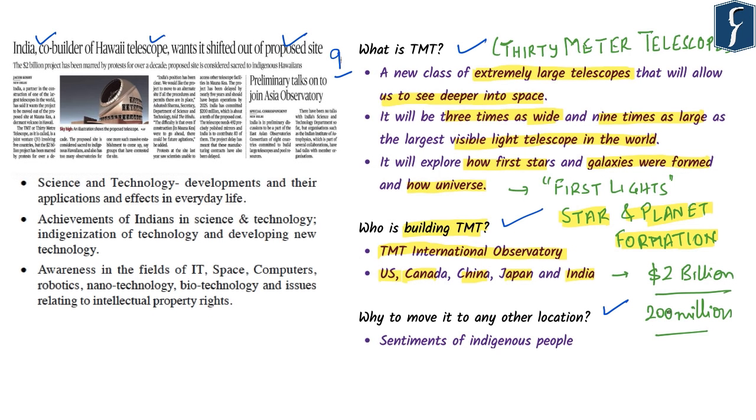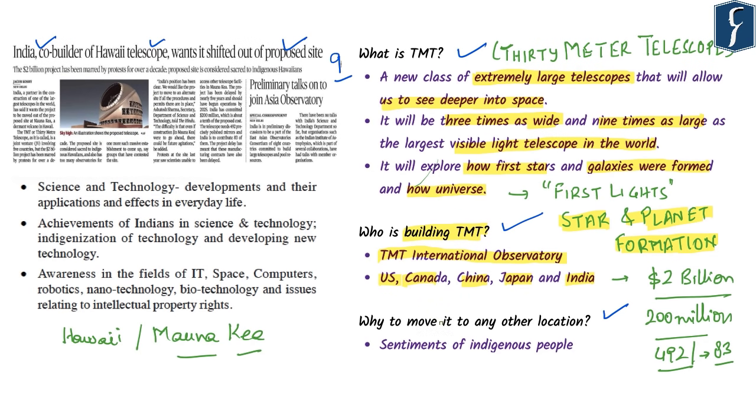At the same time, since it's a visible light telescope, it will have 492 mirrors. And out of these 492 mirrors, 83 highly polished mirrors have to be supplied by India. Now let us try to understand why India has supported the idea of shifting it to another location.